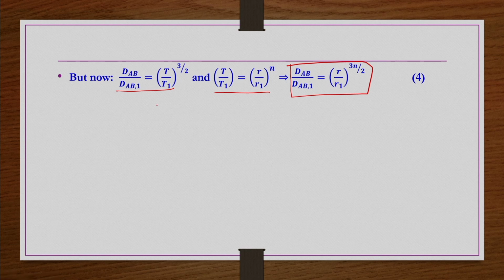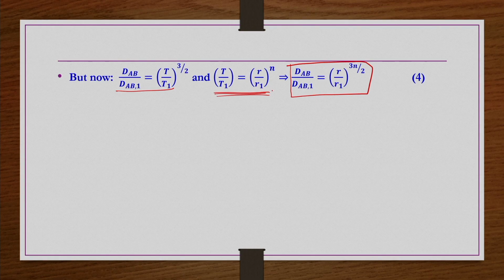You may be thinking that in place of dAB we can write dAB,1 multiplied by (T by T1) whole power 3 by 2, and then do the differentiation. But T is related to R, as given in the statement. So T is also a function of R, and then we have the differentiations and subsequently the integration in the calculation.